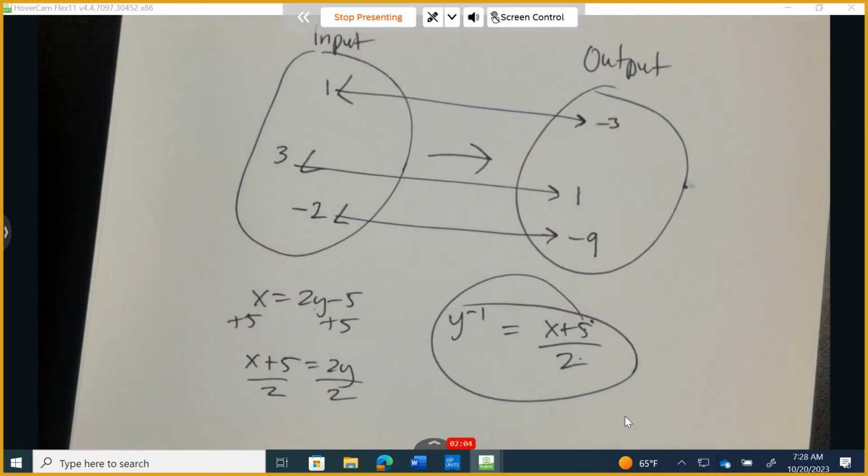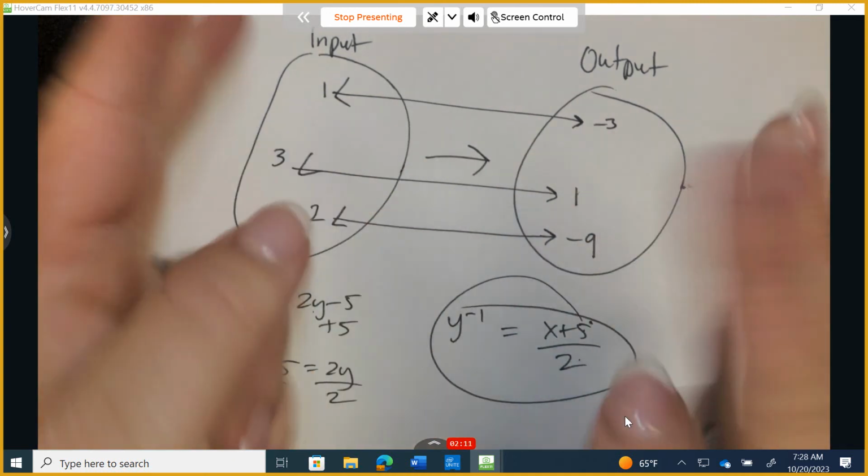These are inverses of one another. I can go back and forth between the original function and its inverse, and the input and the output just reverse itself.